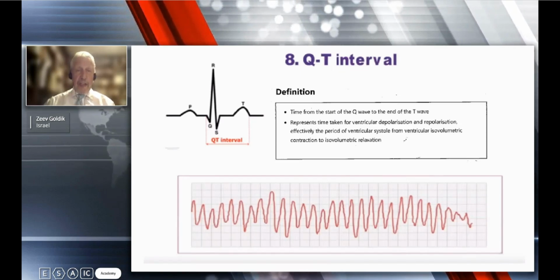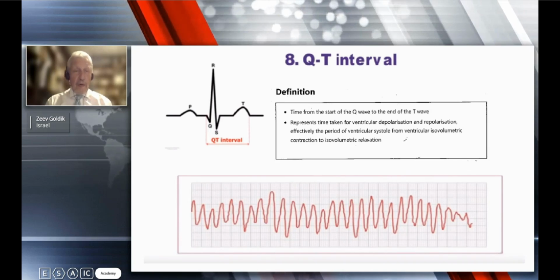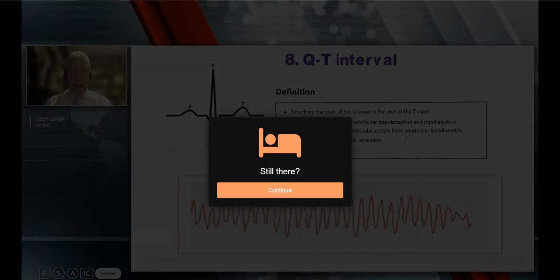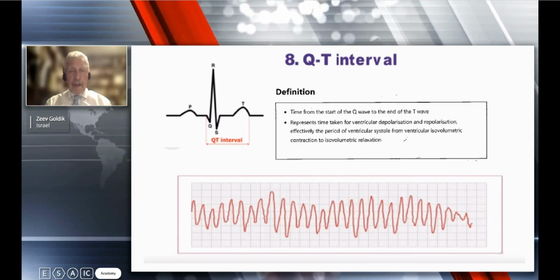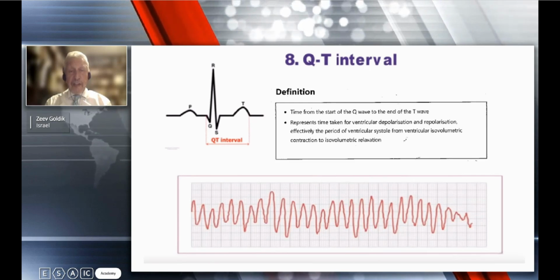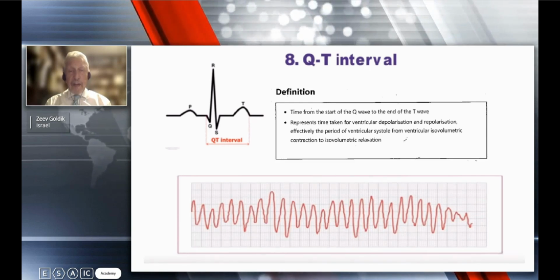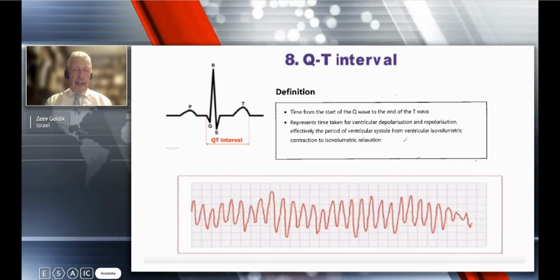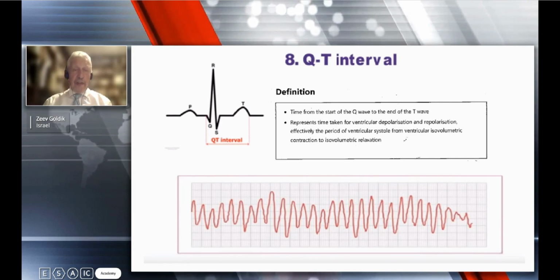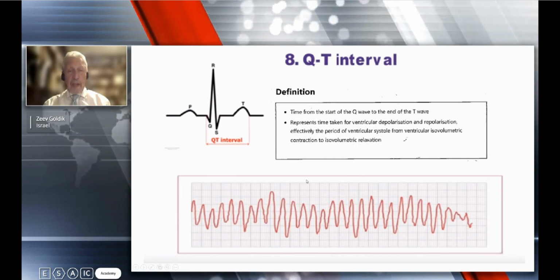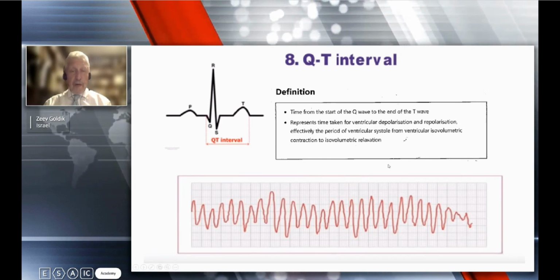Then we arrive to the 8th step, which is the QT interval. The QT interval is the time from the start of the Q wave to the end of the T wave. And this represents the time taken for ventricular depolarization and repolarization. A complication of this QT interval could be, for instance, the torsade de pointes we can see at the top of these slides.